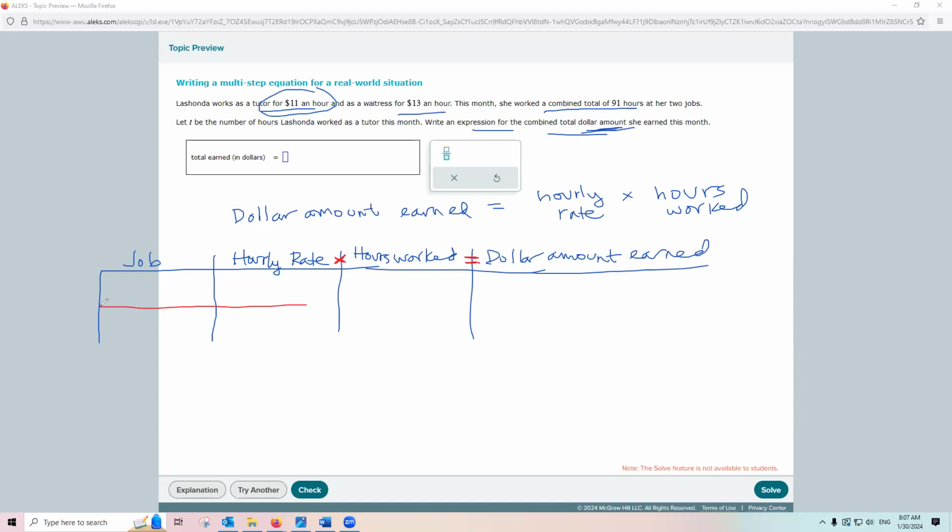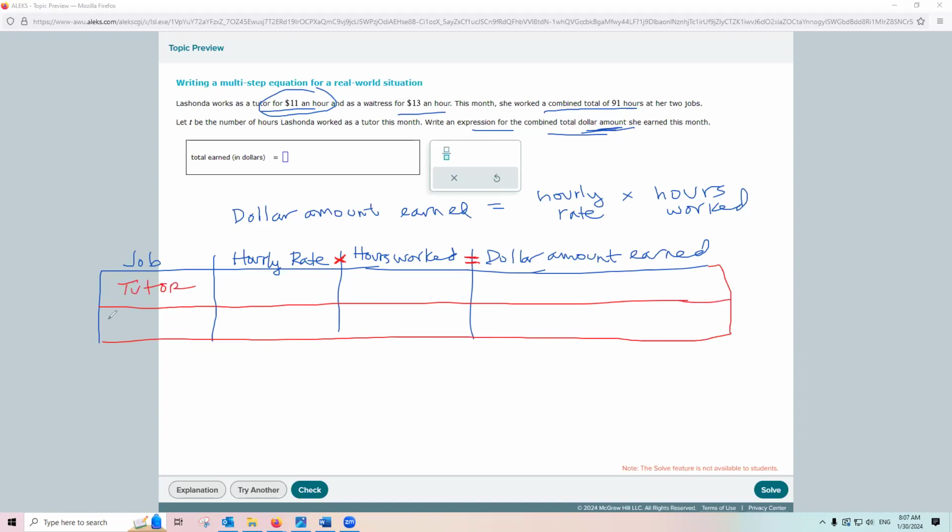Let me start filling in this table with what I know. First, I know there's two jobs: the tutoring job and the waitress job. I know the hourly rates, those were given to me in the prompt. For the tutor, she's making $11 per hour, and as the waitress, she's making $13 an hour.